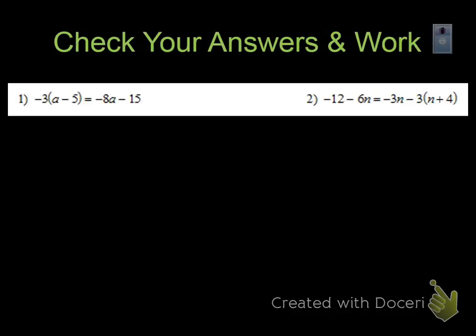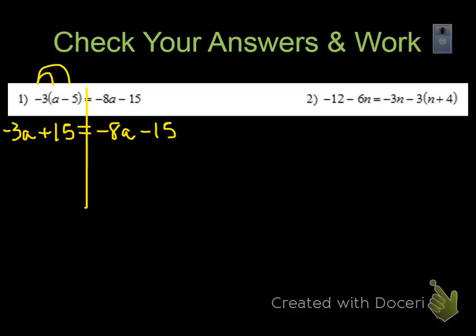All right, let's go ahead and take a look here at the first 2 that you should have solved on your own. On the first one here, I'm going to draw that line so that I can, again, remember to keep both sides equal. I'm going to distribute on the left-hand side that negative 3 to the a and to the negative 5. So I have negative 3a plus 15 equals negative 8a minus 15. All right, so my parentheses are gone. If I look at combining like terms, I don't have anything on the left-hand side to combine and nothing on the right-hand side to combine.